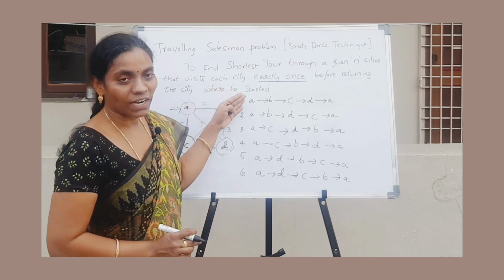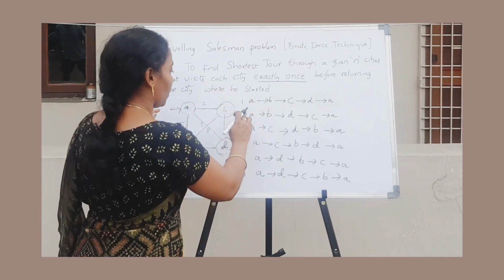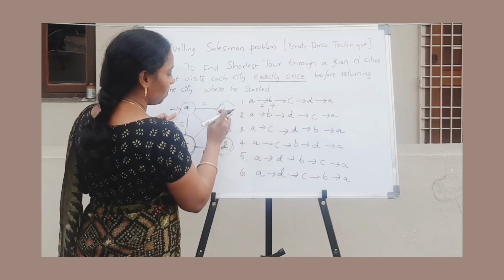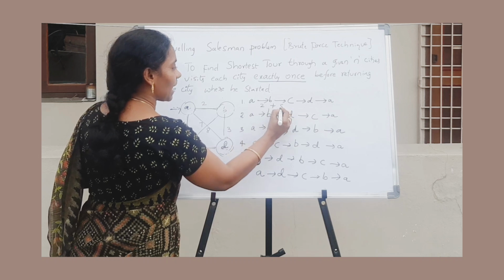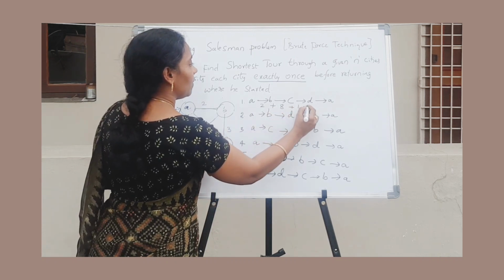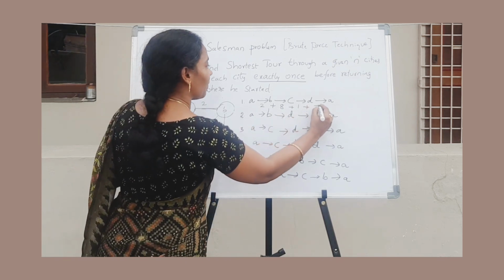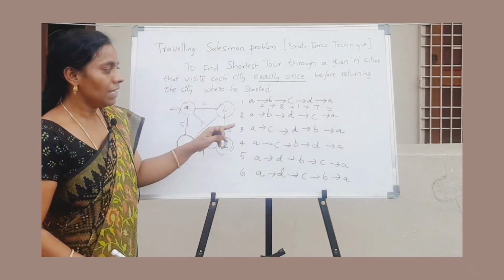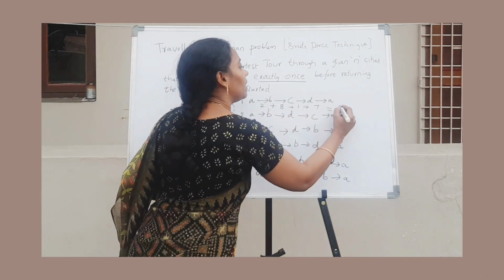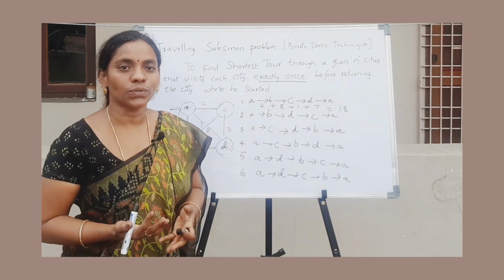So now we have to find out the cost of each and every tour. So let's consider the first one: from A to B we have a cost of 2, from B to C we have a cost of 8, and then from C to D the cost is 1, from D to A the cost is 7. So what will be the total cost? Now we are adding all these costs, and we find that the total cost is 18. So this is the first tour solution.